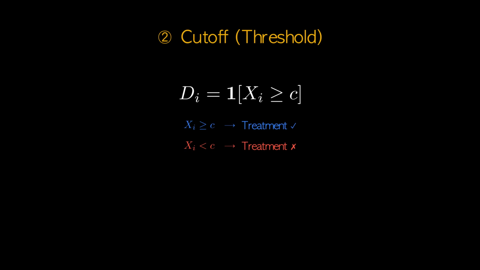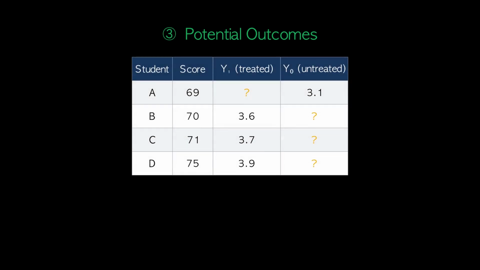In sharp RDD, units at or above the cutoff receive treatment and those below do not. The third is potential outcomes. Y1 is the GPA if the scholarship is received. Y0 is the GPA if it isn't.